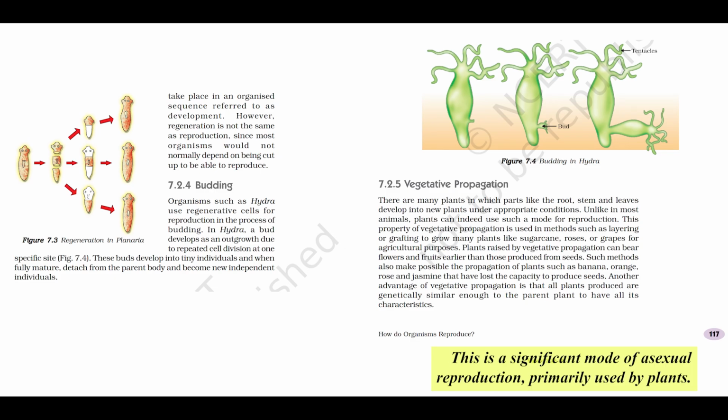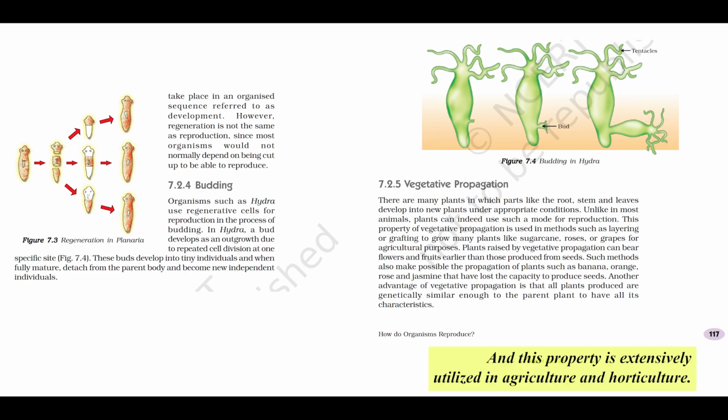This is a significant mode of asexual reproduction primarily used by plants. In this mode, parts of the plant like roots, stems, and leaves can develop into entirely new plants under appropriate conditions. This is a remarkable property in plants, unlike most animals where such a mode for whole organism reproduction is much less common. So plants can grow new plants from bits of themselves.